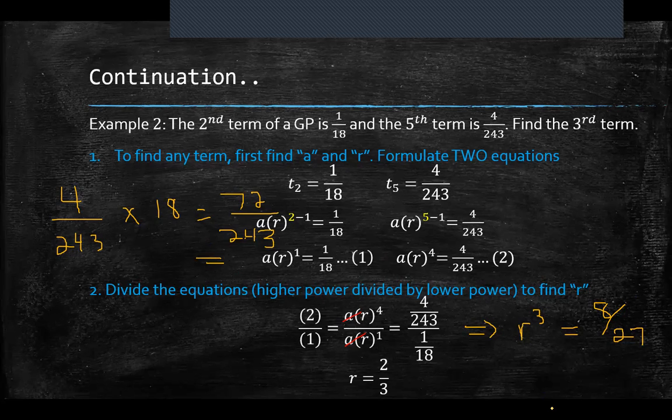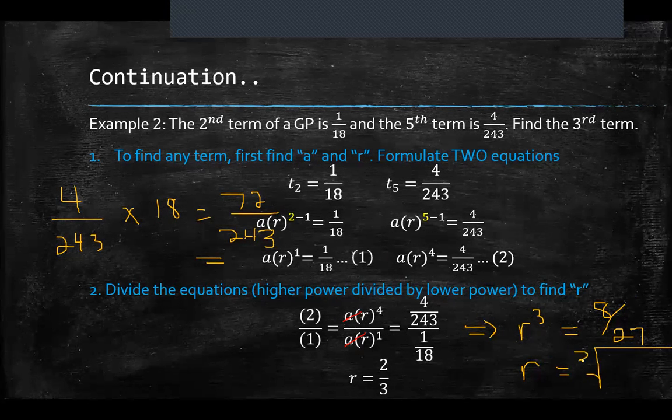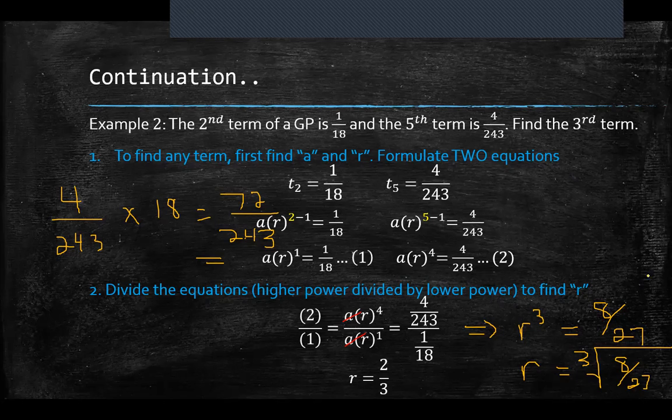Yes, miss. Okay. But I need to find r, my common ratio. I have r cubed. So in order to get rid of that cube, I need to cube root both sides. r would be equal to the cube root of 8 on 27, which is 2 on 3, because the cube root of 8 is 2, the cube root of 27 is 3. Do you understand that now? Yes, miss.